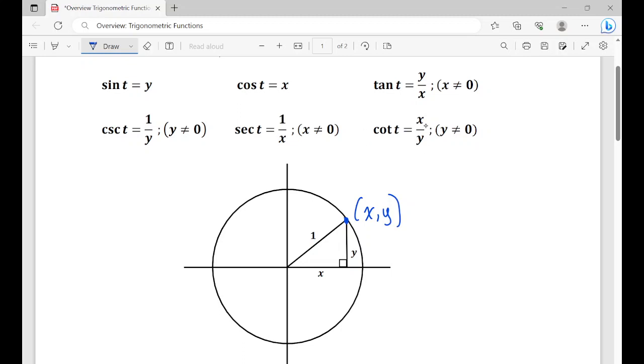And the last is cotangent, and it is the reciprocal of tangent. Cotangent is x over y. So if tangent is y over x, cotangent is just the reciprocal, x over y. Now you see on a couple of these we have some not equal to's, and those are relevant for the domain coming up.